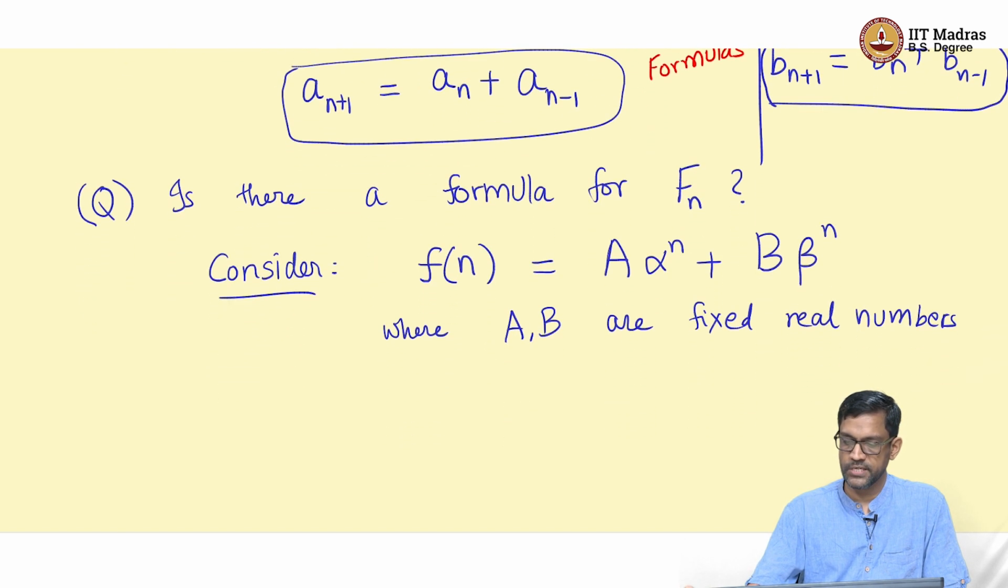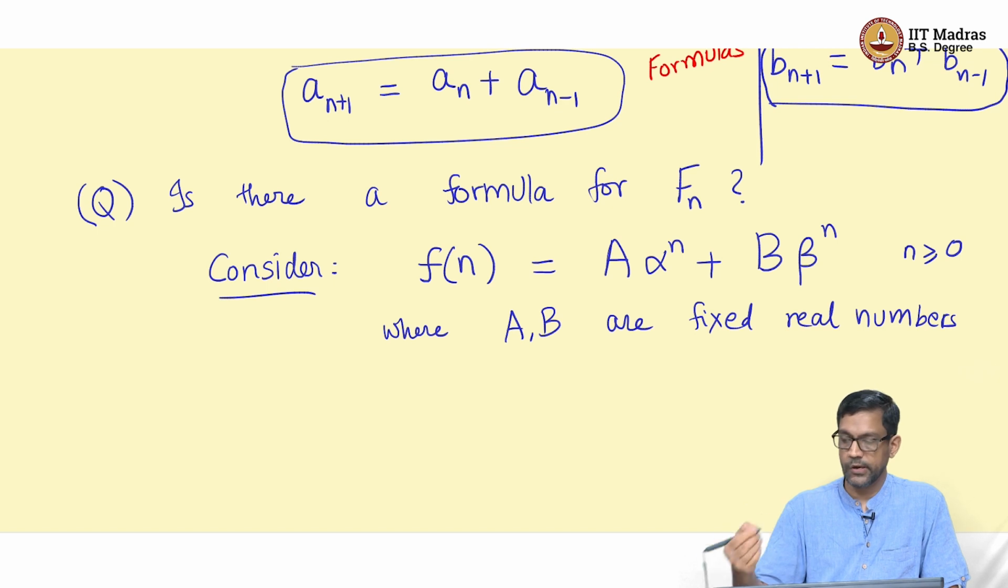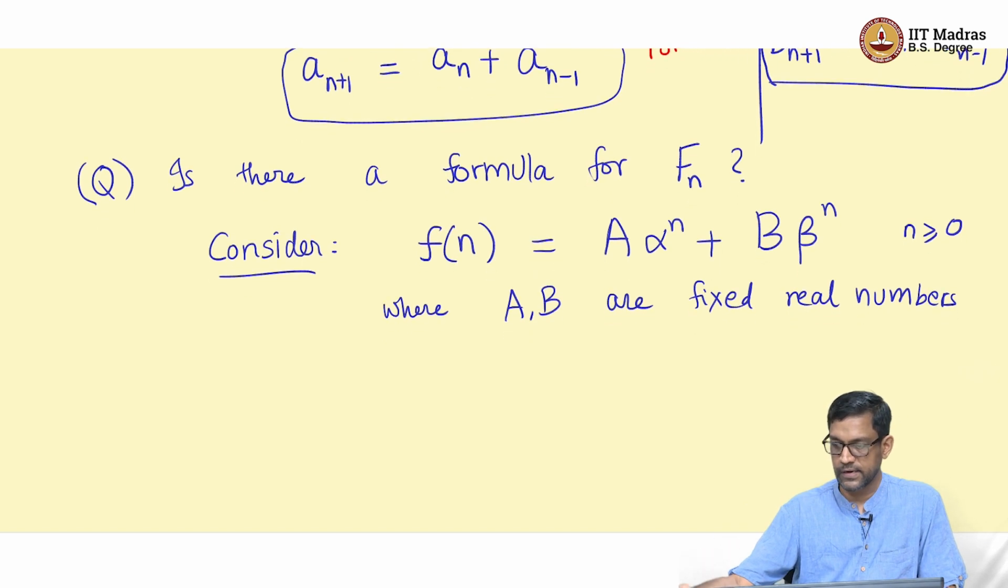I have fixed coefficients a and b, and as n varies, I am just going to take a multiplied by alpha power n plus b multiplied by beta power n. This is a very standard and common technique in math. Once you find two interesting sequences which satisfy the Fibonacci recurrence, you try to take linear combinations of those. Again, something you see a lot in linear algebra. For instance, you take linear combinations of vectors.